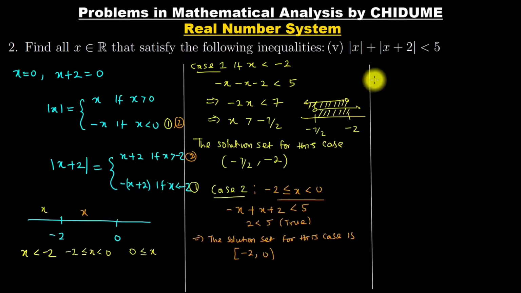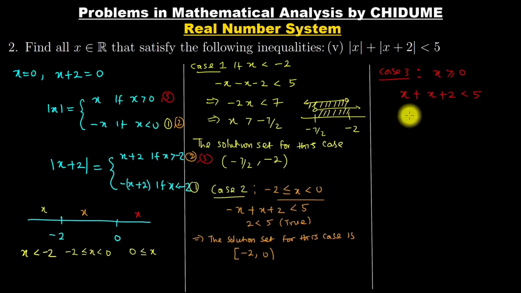So we want to consider when x is now greater than negative 2 and is also greater than 0. So that's when x is greater than or equal to 0. So obviously x will be greater than negative 2. So here look at the third condition. What will happen to the absolute value of x? The absolute value of x would be x, while the absolute value of x plus 2 also would be x plus 2, to be less than 5.